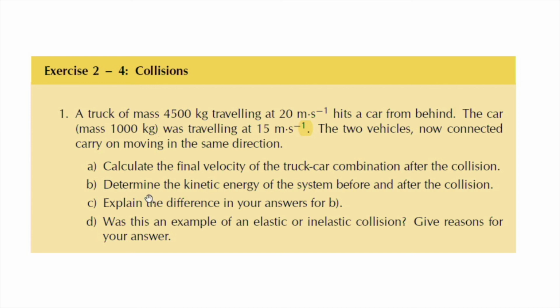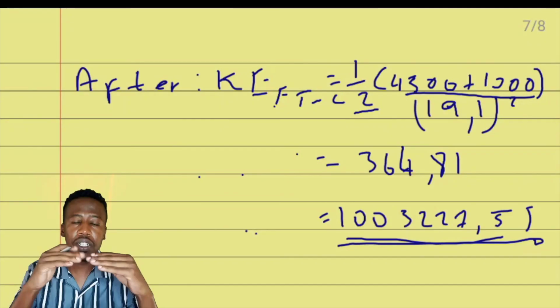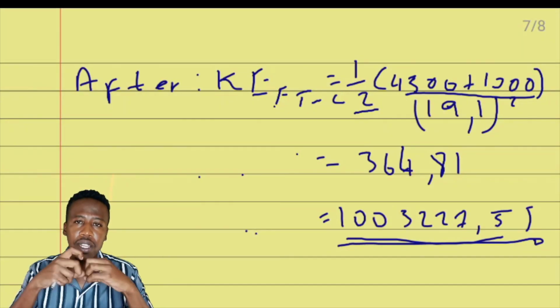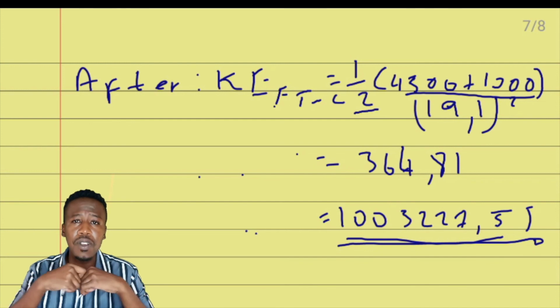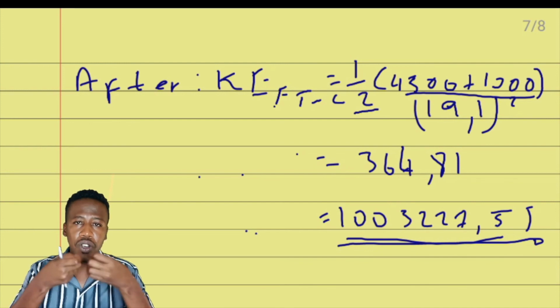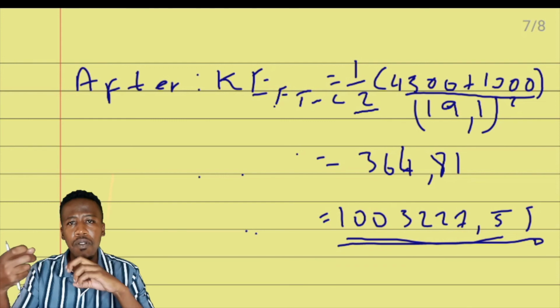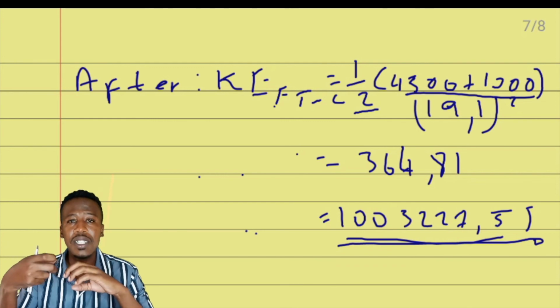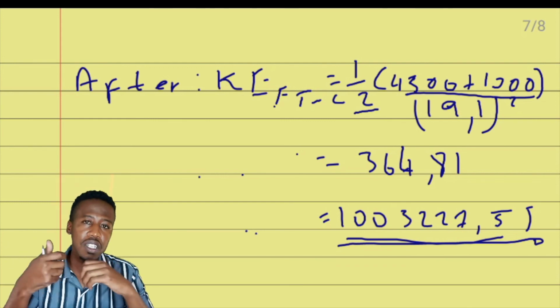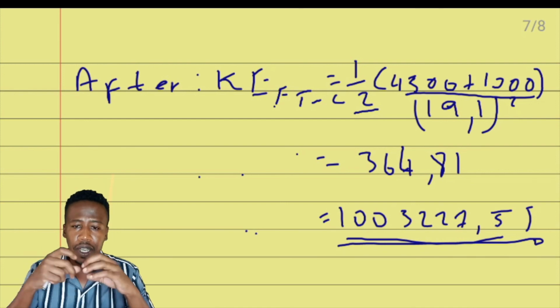Now, the first question, they asked us to calculate the velocity of the truck-car combination after the collision, right? Meaning now, after the collision, they combined together. Meaning in terms of kinetic energy, it was not an elastic collision, right? They collided together and then they got stuck together, right? Meaning some of the kinetic energy got transferred. It did not actually get lost in a way. It got transferred. It got transferred in what way, right?